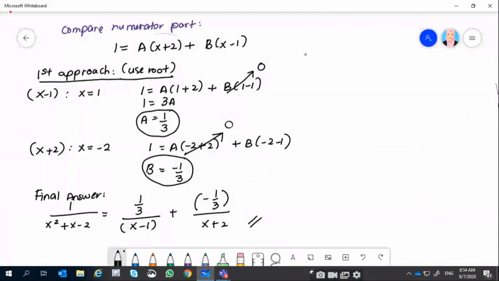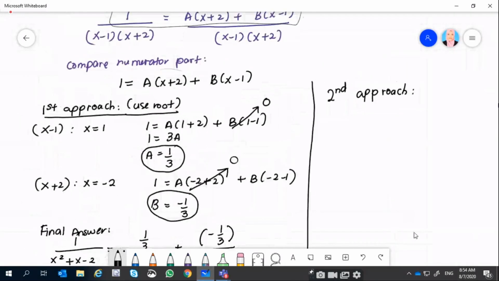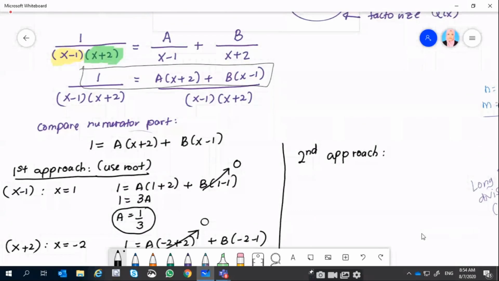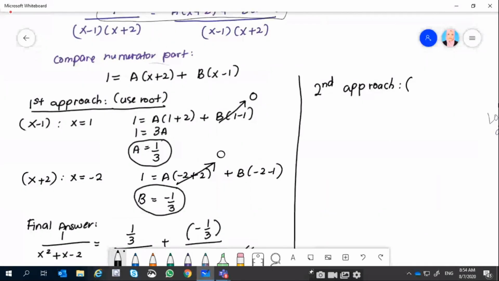Now I would like to show the second approach. The second approach is applicable for all cases, but it is quite complicated when it involves complicated functions. It requires more steps. Okay, in this one, we are comparing coefficients.